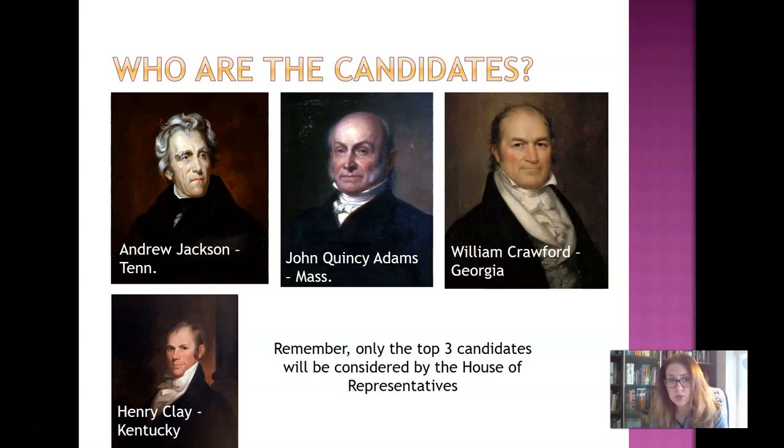So here are some pictures of these fellas. Again, we've got our top 3 vote getters on the top row: Jackson, John Quincy Adams, and William Crawford. And then Henry Clay is out of it. That's why he's smaller and off to the side. He's not going to be considered for the presidency.